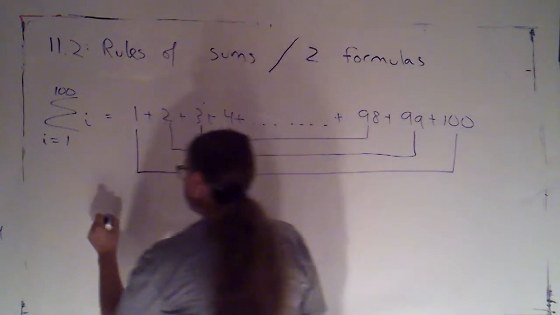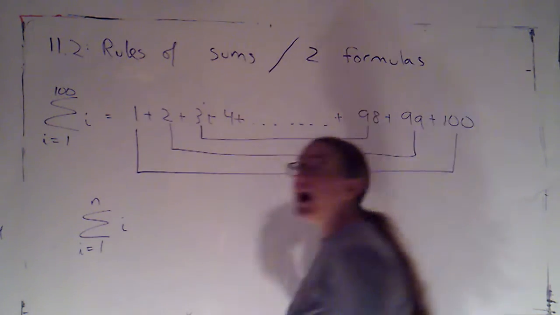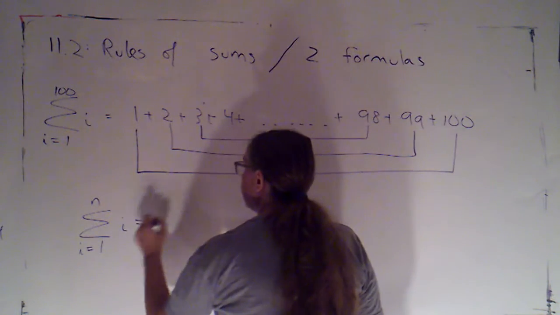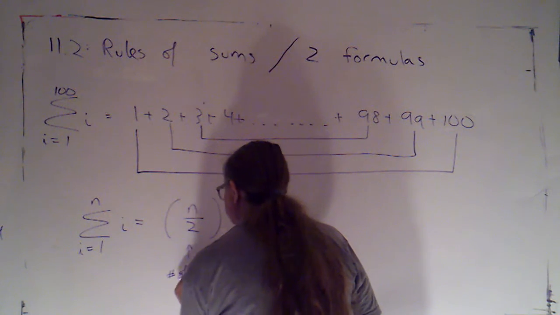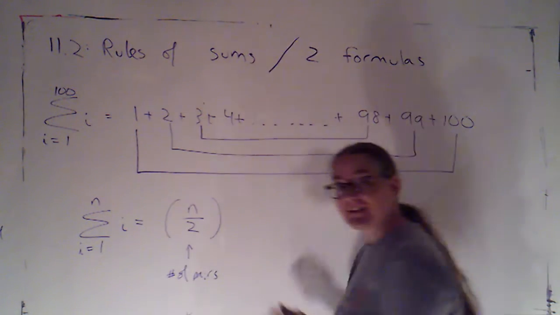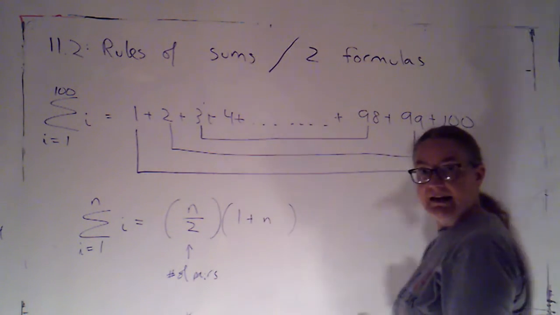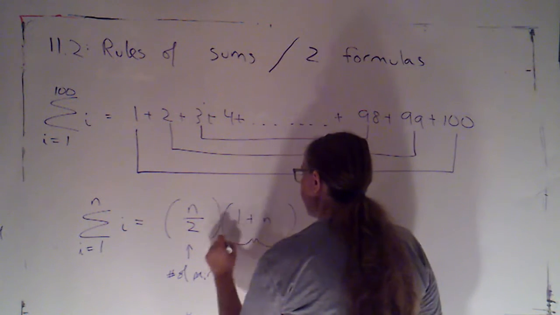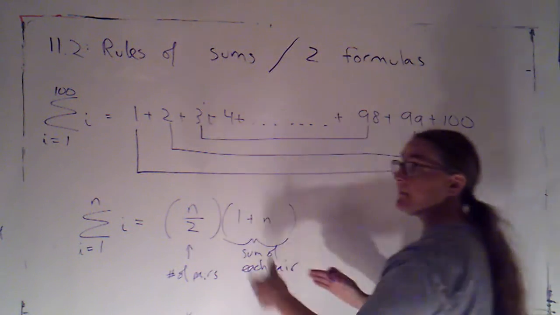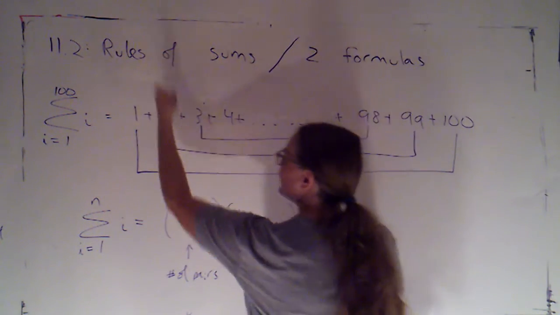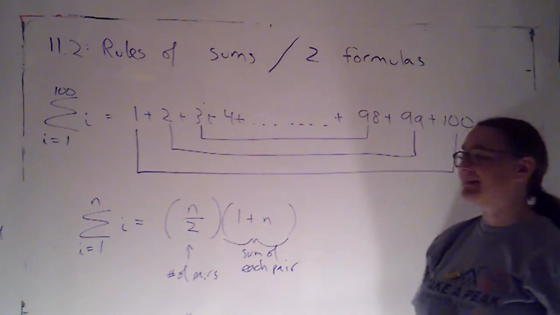So the rule is this. If we're adding up the sum as i goes from 1 to n of i, it's going to be n over 2, that's the number of pairs that we'll get. We've got n numbers in our list, so we have half as many pairs, times 1 plus n, that's the sum of each pair. Where I pair them up this way, working from the outsides in, starting with the smallest number and the biggest number, then the next smallest, the next biggest, and so on.